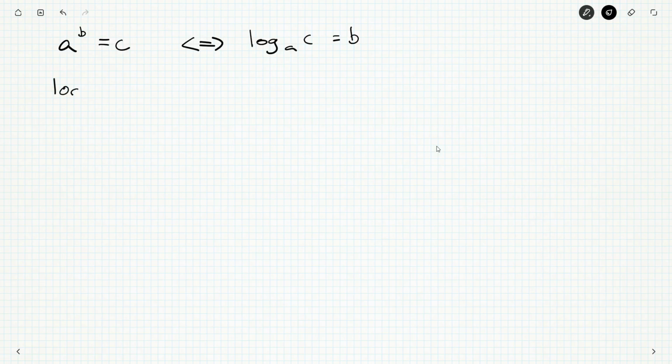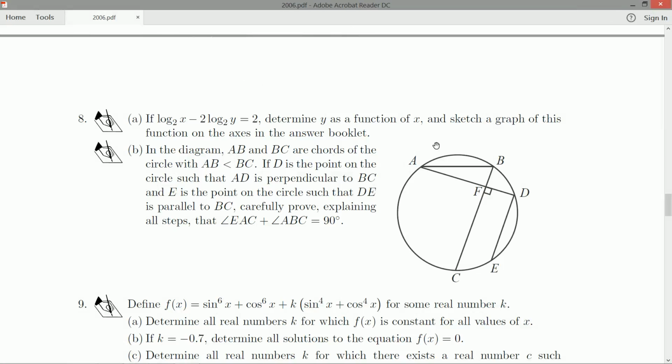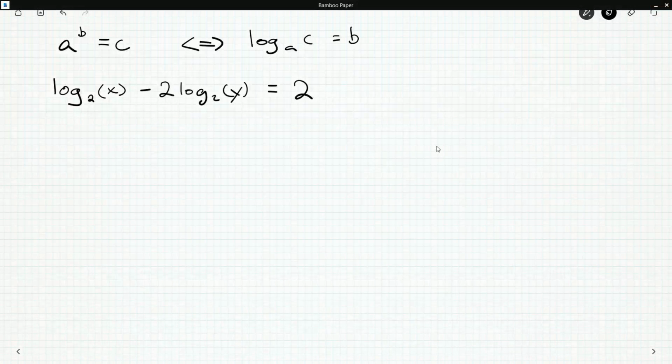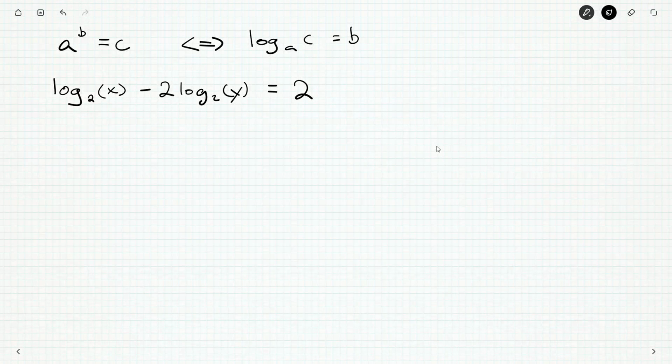And now logarithms have a bunch of nice properties. I'm not going to detail them here, but I think we'll be using a few of them. The logarithm properties usually pop up. The most basic properties are really all we need for these questions, and I think it was equal to 2. Let's just double check. Log base 2 of x minus 2 log base 2 of y equals 2. All right. So we want to solve for y as a function of x.